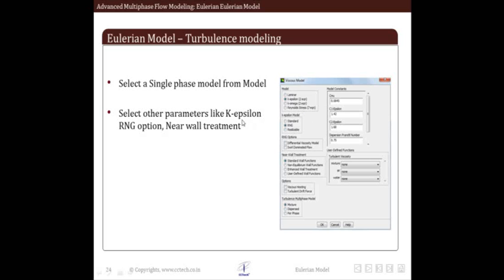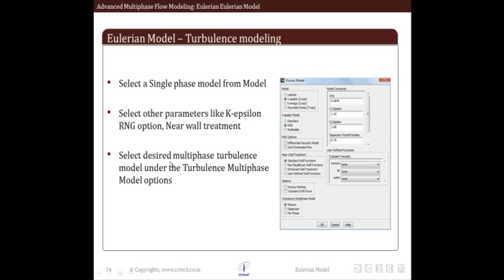Then we select parameters for individual models. Like for k-epsilon, we can select standard, RNG or realizable, and also various other options like RNG options, near wall treatment, etc. So we select all these models, this turbulence model, initially as if we are modeling a single phase problem, and we select the model for only single phase.